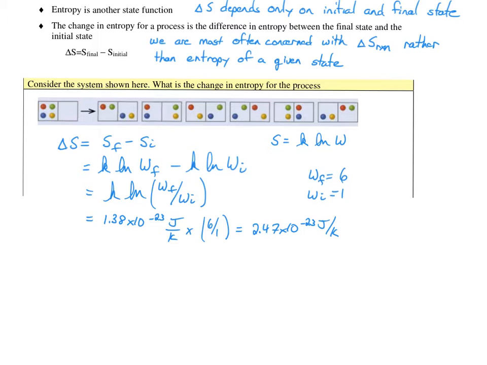If we substitute in our values for the Boltzmann constant and the microstates in the final versus the initial state, we can get a value for delta S. And it's no surprise here that delta S is going to be greater than 0 because we go from a more ordered state to a less ordered state.